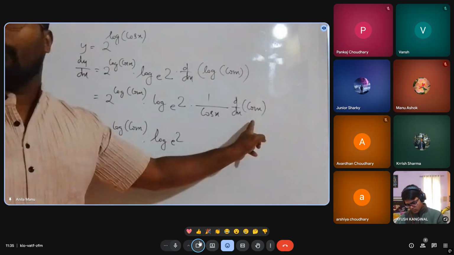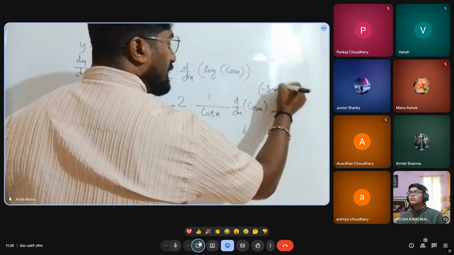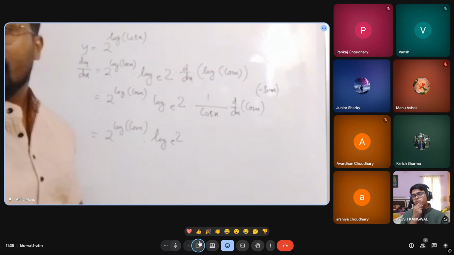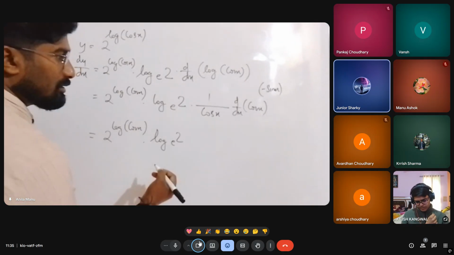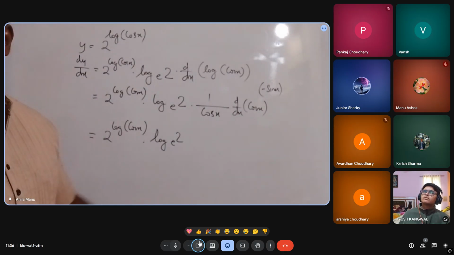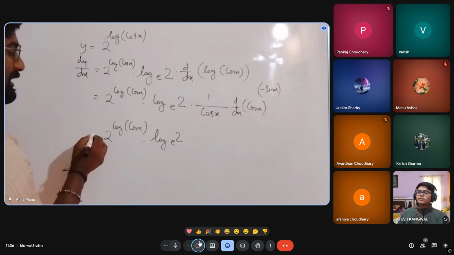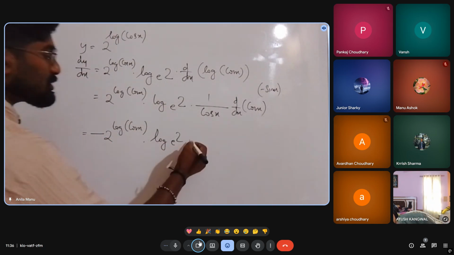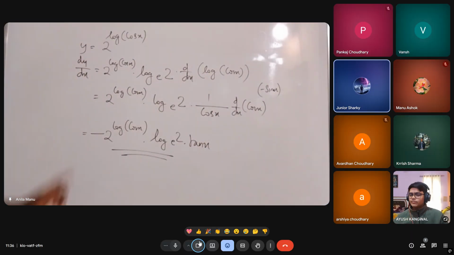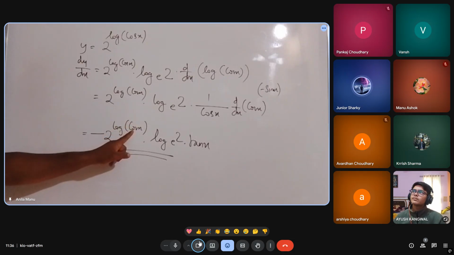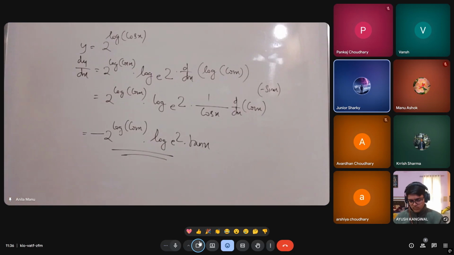See, the derivative of cos x is minus sin x. Getting? So sin by cos is what? Tan x. Minus tan x, right? Sin by cos, tan. So that minus sign we can give in the beginning. So minus of this one, tan x you can give. This is the final answer: minus 2 raised to log cos x into log 2 to the base e into tan x.